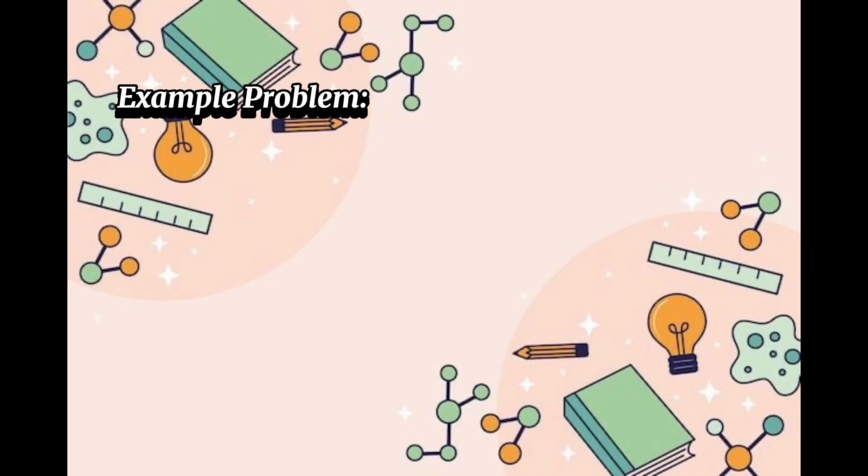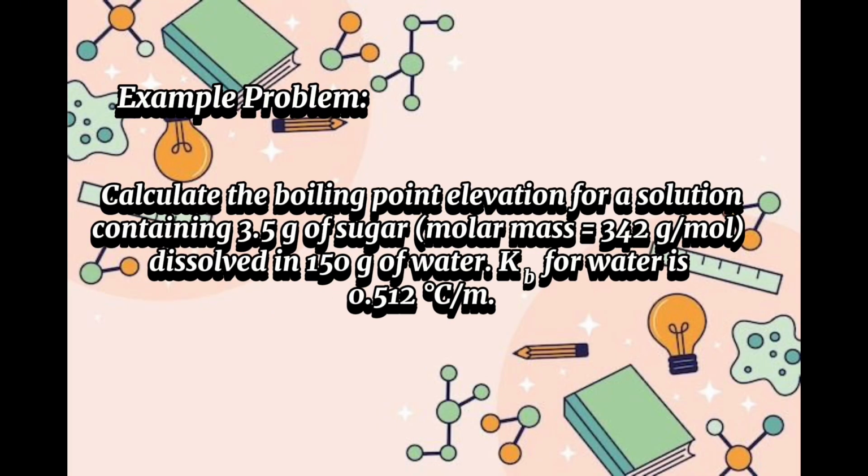This is an example problem. Calculate the boiling point elevation for a solution containing 3.5 grams of sugar, molar mass equal to 342 grams per mole, dissolved in 150 grams of water. K_b for water is 0.512 degrees Celsius per molality.